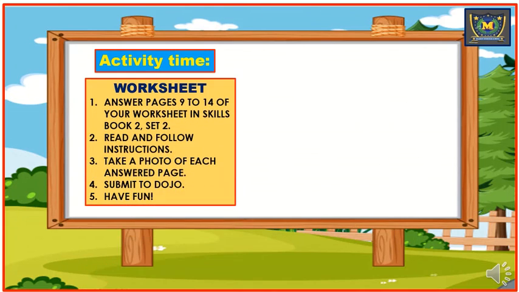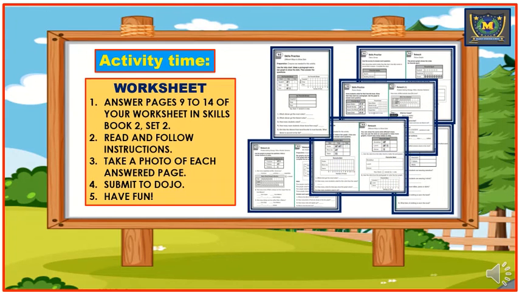Okay? Now let's have your activity time. For your activity, you have to take a survey worksheet. You have to answer pages 9 to 14 of your worksheet in Skills Book 2, Set 2. Make sure you read and follow the instructions, okay? These are the pages. When done, take a photo of each answered page and submit it to Dojo.